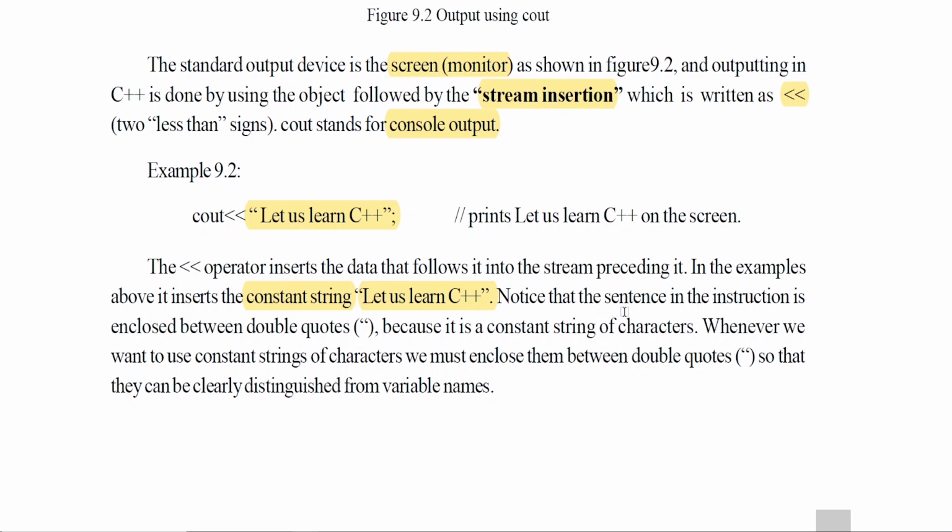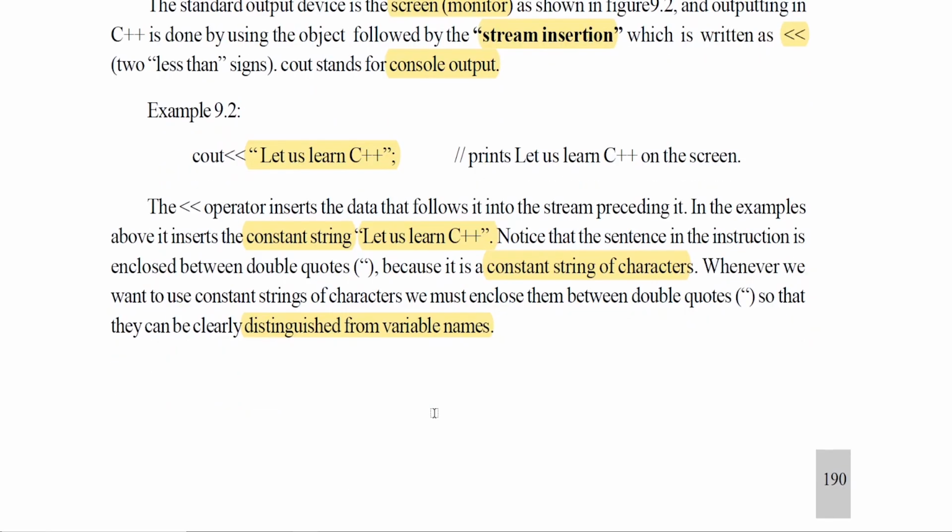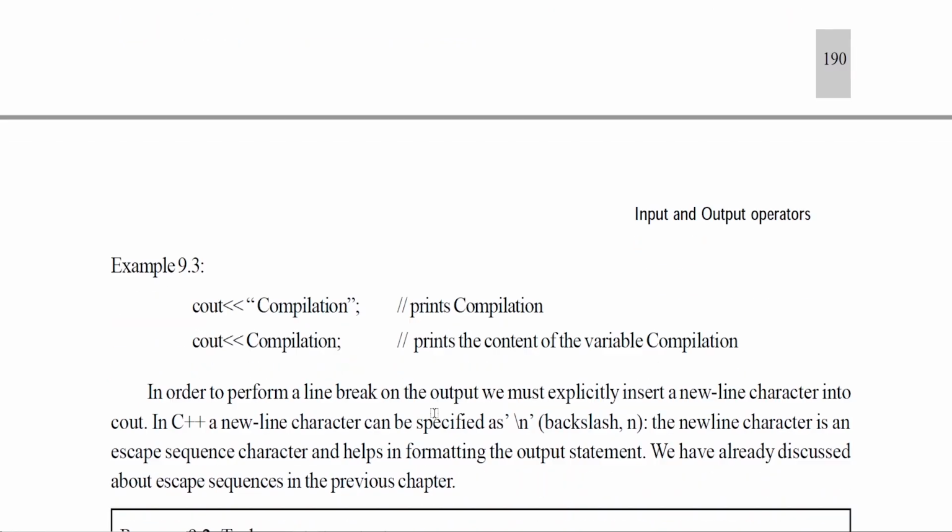So notice that the sentence in this instruction is enclosed between double quotes because it's a constant string of characters. Already I have explained this one. Whenever we want to use a constant string of characters, we must enclose them in double quotes so that it can clearly be distinguished from the variable names. Whenever we have variables, we write them without double quotes. If it is a string or constant, we always use double quotes. So that is something about the cout operation.